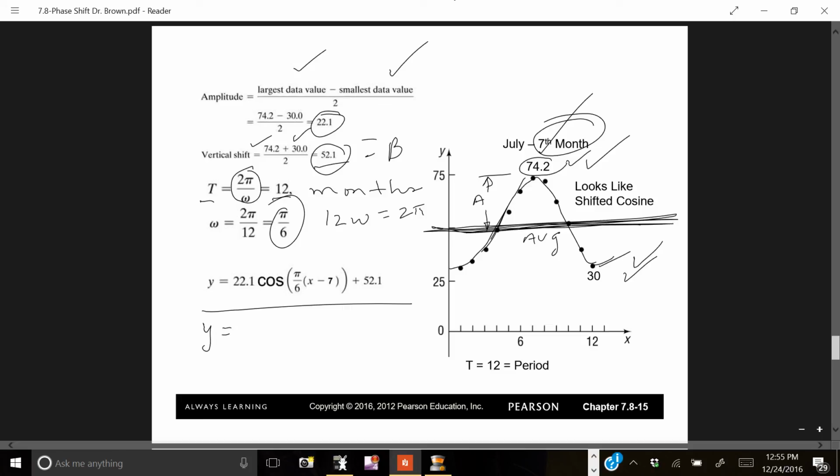Remember, y is equal to the amplitude cosine of omega times x minus phi over omega, plus b. So plugging in, we get 22.1 for the amplitude, cosine of pi over 6 times x minus 7, plus 52.1. Now let's see if we plug this in, if it looks like a good model.